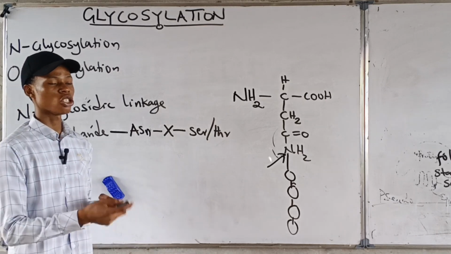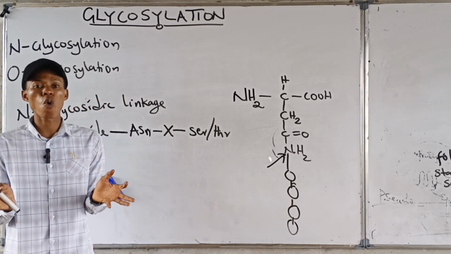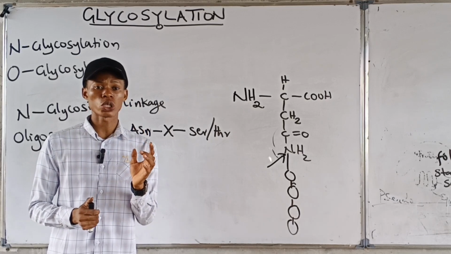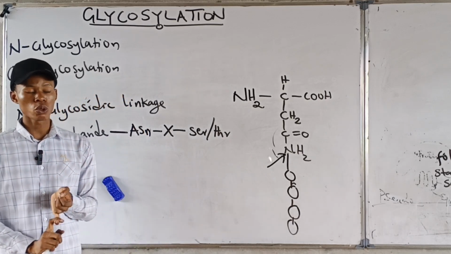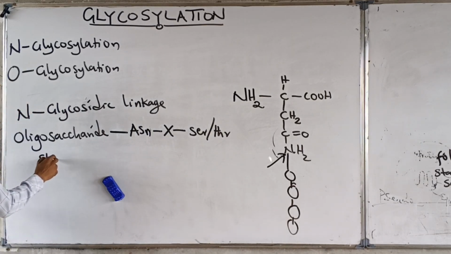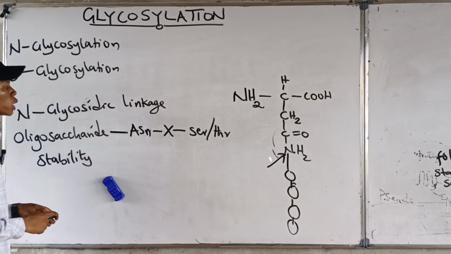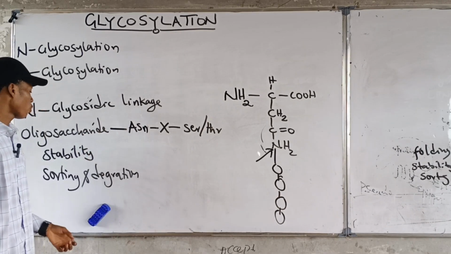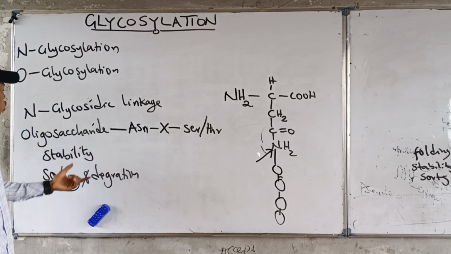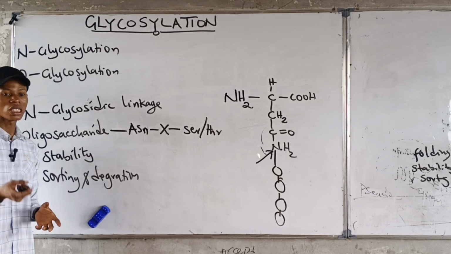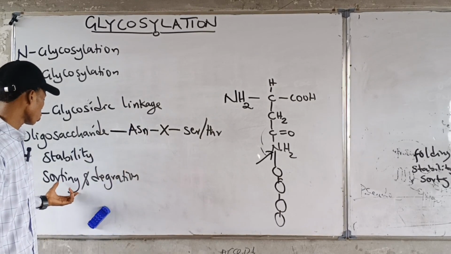And N-glycosylation is used in protein folding. That's one function of N-glycosylation. It is also involved in protein stability. When the protein attaches to an oligosaccharide, it makes it stable. Another function of N-glycosylation is that it is involved in protein sorting and protein degradation.